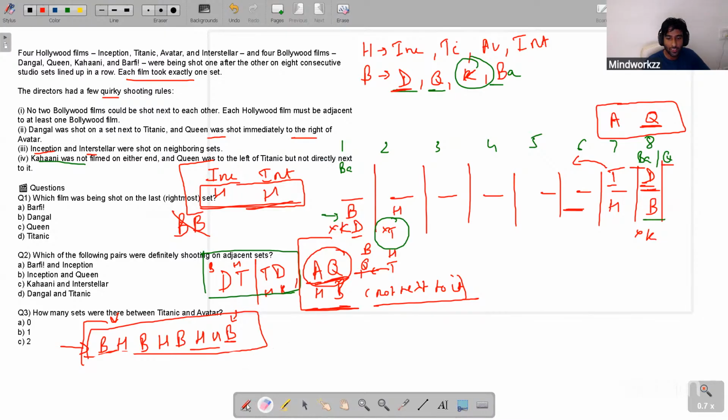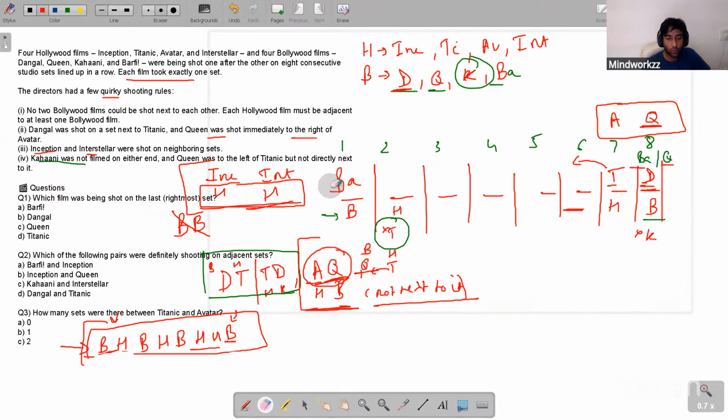So Queen cannot come in the first place. We had already rejected Kahani and Dangal, and now we reject Queen also coming in the first place. So the film which comes in the first place is fixed definitely: it is going to be Barfi. No other film can come in the first place, as we just checked from all of our different clues, for Bollywood. I hope this is clear to everybody till now, people who are watching, and of course people who will be going through this as a recording. I hope this part is clear.